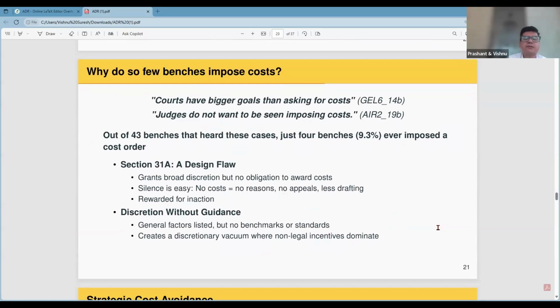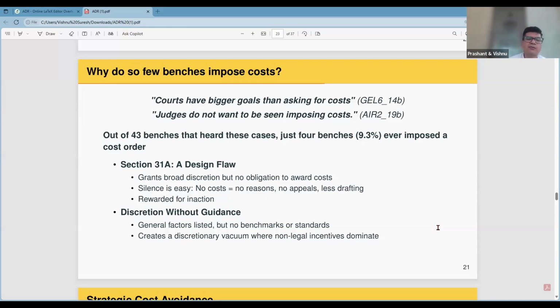And what Vishnu also spoke about, which is that 31A has an inherent design flaw, that it grants broad discretion, but there is no obligation to award costs. So its silence is easy in the sense that the judge doesn't have to give any reasons. There will be no appeals, less drafting. So it's zero cost inertia, right? Only if they decide to impose cost, then they may have to give reasons if they choose to deviate from the default principle, which is the loser pays principle. But otherwise, they don't have to give any justification if they decide not to impose costs.